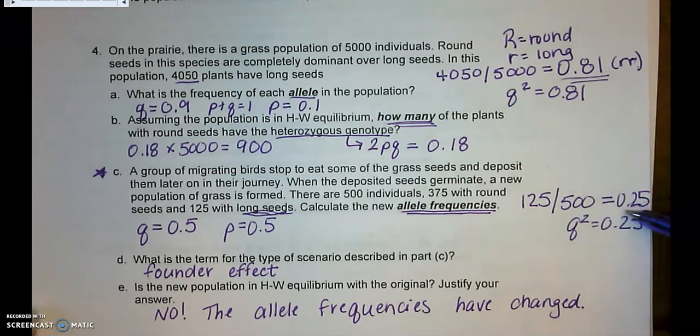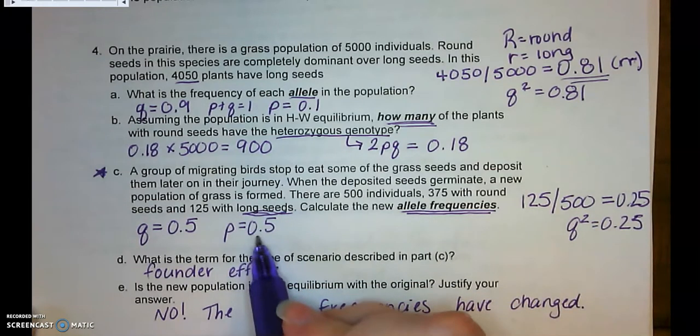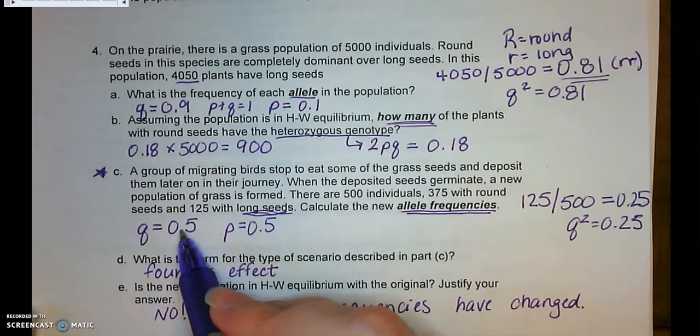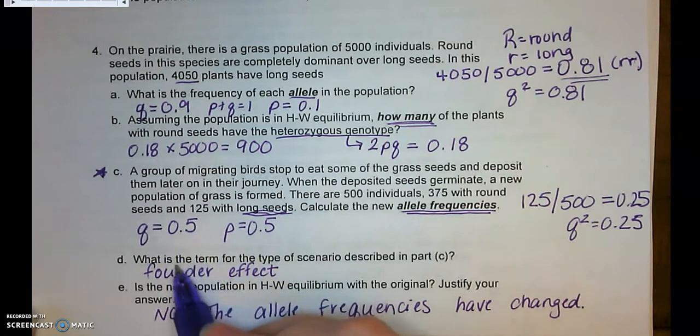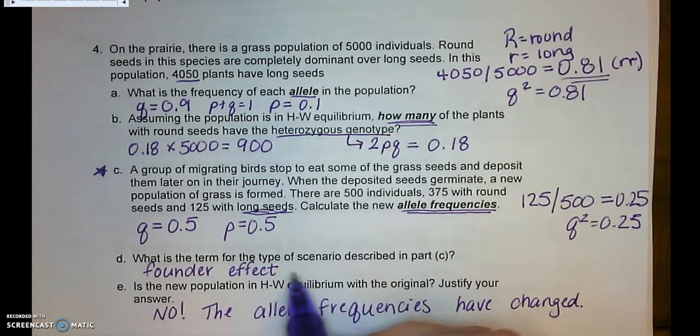125 out of 500 gives us 0.25. That's our recessive genotype, or Q squared, is 0.25. That gives us P of 0.5, Q of 0.5. What is the term for this scenario? This is the founder effect. Founder effect is when you have a small subset of a population being transported to a new place, and then they start a brand new population from scratch.